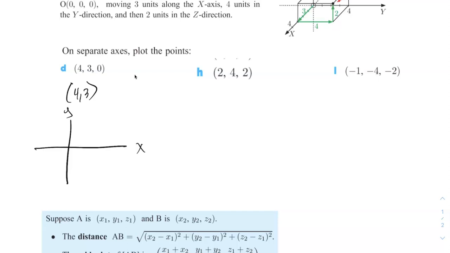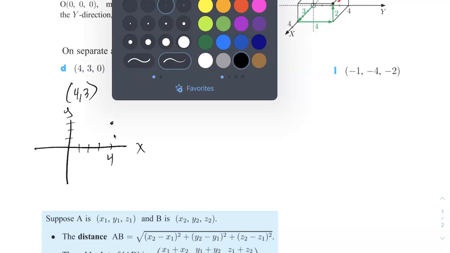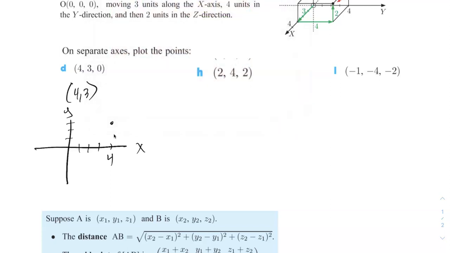Most people know, okay, you go 4 on your X and 3 on your Y. That's your spot. Now that's the proper way of doing it, it's fine. But a little more technical way of doing it is that over here at 4 on your X, you draw a line that's parallel to your Y axis through 4.